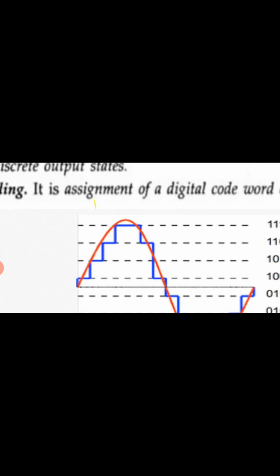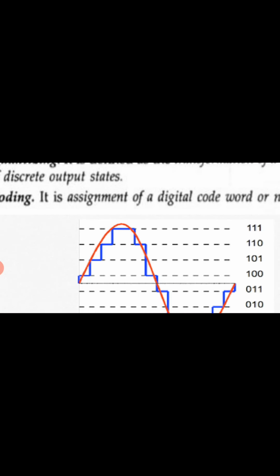This process follows two steps. First one is called quantizing and second one is called coding. First, it quantizes the continuous analog signal into a set of discrete output states, as shown in the figure. The analog form is discretized. The second is coding, which is the assignment of a digital code. Some word or number is assigned to each output state, and this is done in digital form.